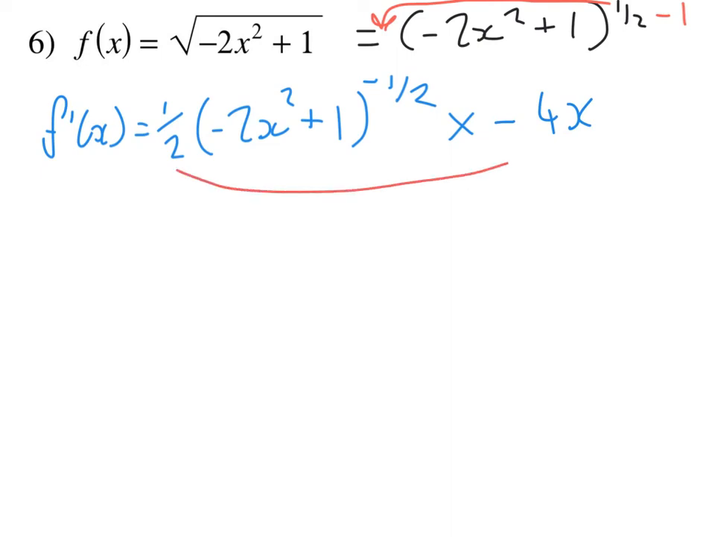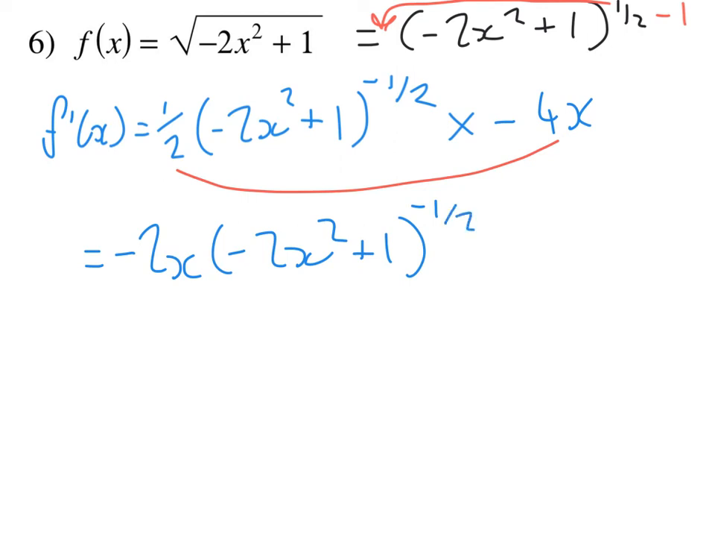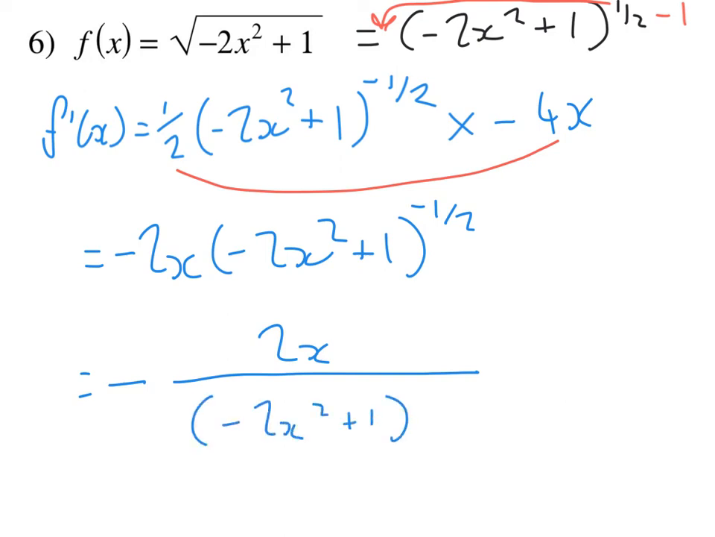Now I just multiply a half by minus 4x. And a half of 4 is going to be 2, so minus 2x times minus 2x squared plus 1 to the power of minus a half. And I can further rewrite this as minus 2x is my numerator, minus 2x squared plus 1 to the power of positive half for my denominator. So either answer will do, they both mean the same thing.